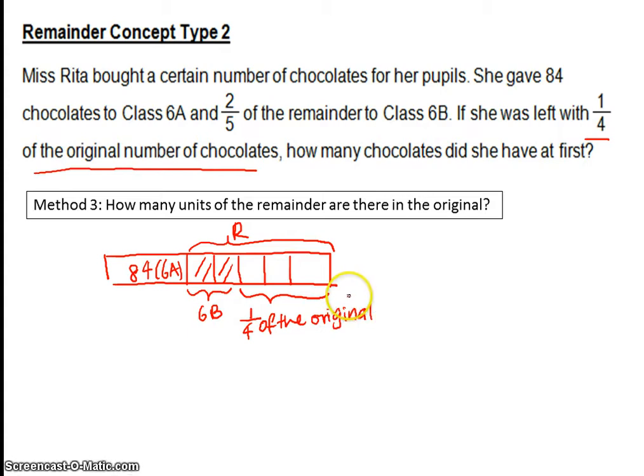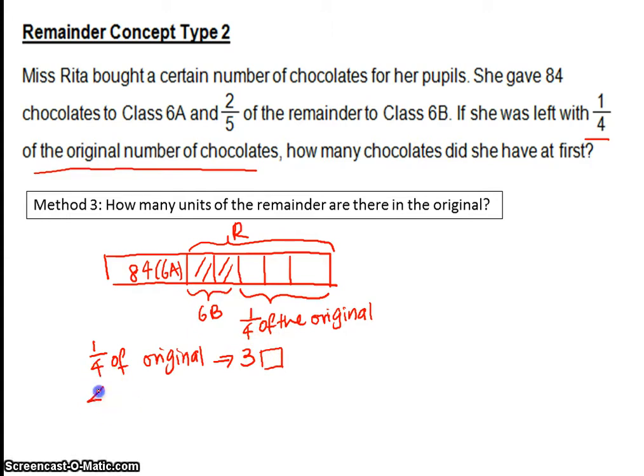Okay, now, how many units of the remainder are there in the original? Okay, from here, or from the model, we know that 1/4 of original is actually 3 units. Okay, this one represents this unit over here. Okay, so 1/4 of the original represents 3 units. Okay, and we need to know how many units of the remainder, or in short, how many units of this, or how many of this are there in the original.